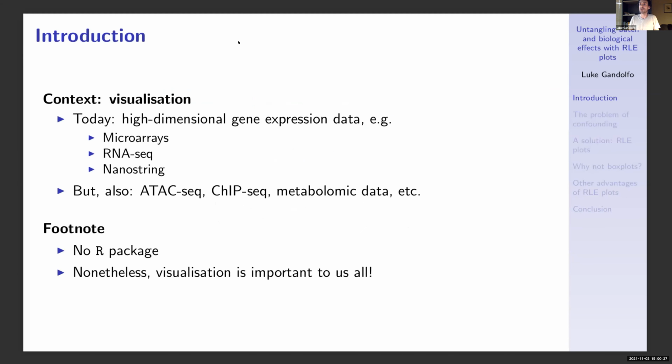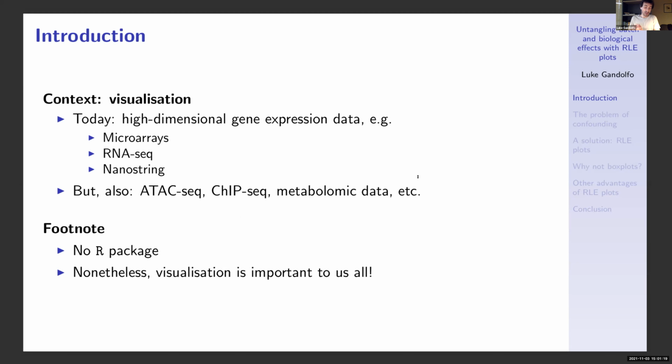The context for today's talk is visualization, and in particular, visualization of high-dimensional gene expression data, for example, from microarrays or RNA-seq or the NanoString platform. But actually, what I have to say will also have a relevance for other kinds of high-dimensional data like ATAC-seq or ChIP-seq or metabolomic data, etc.